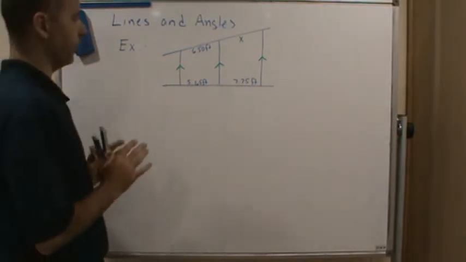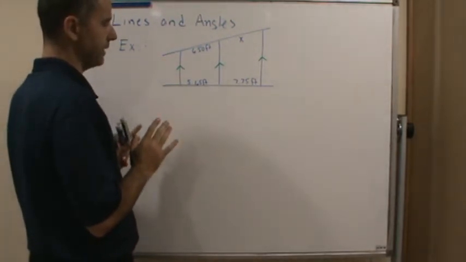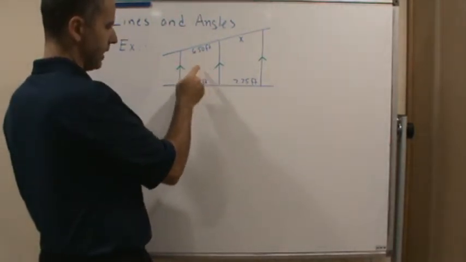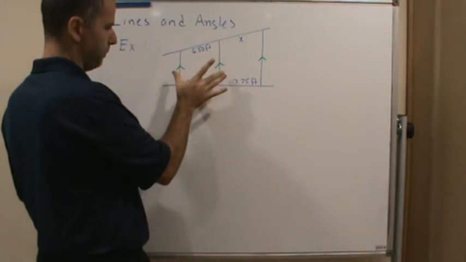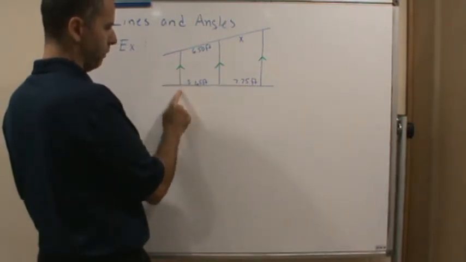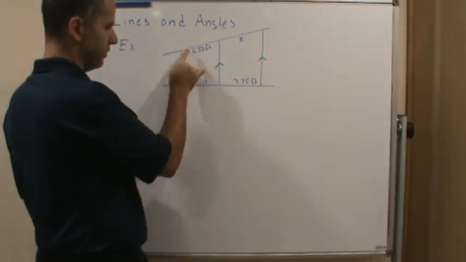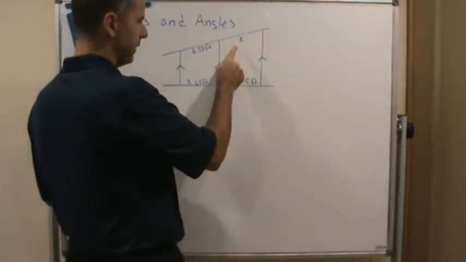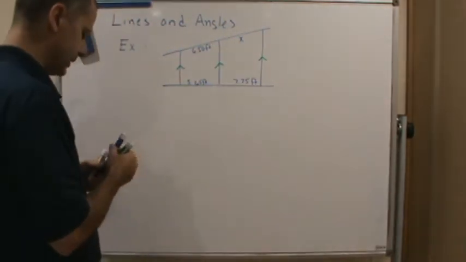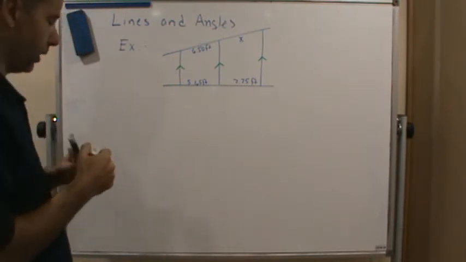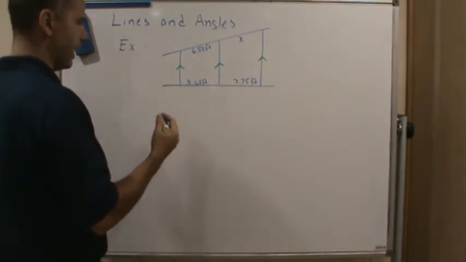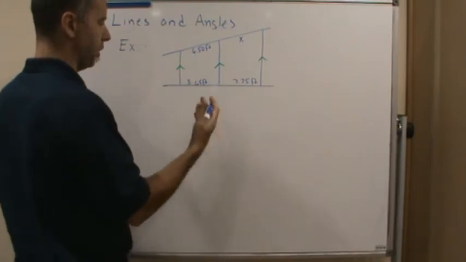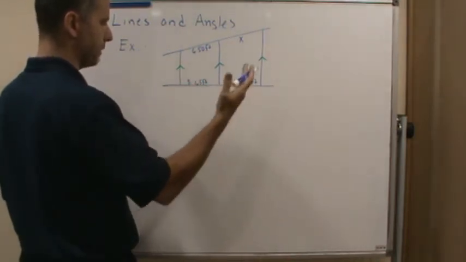Well, what are the corresponding line segments? Well, this line segment corresponds to this one. They're between the same two parallel lines. So these two line segments are corresponding, and these two are corresponding. So let's set up from the theorem. We have that the ratios of corresponding line segments are equal.